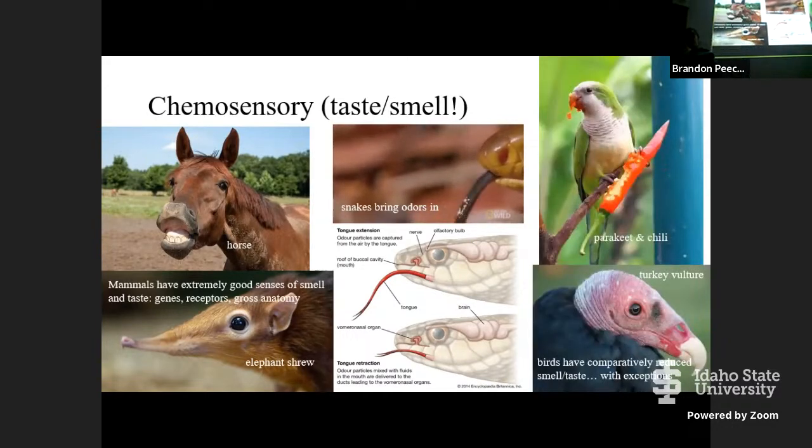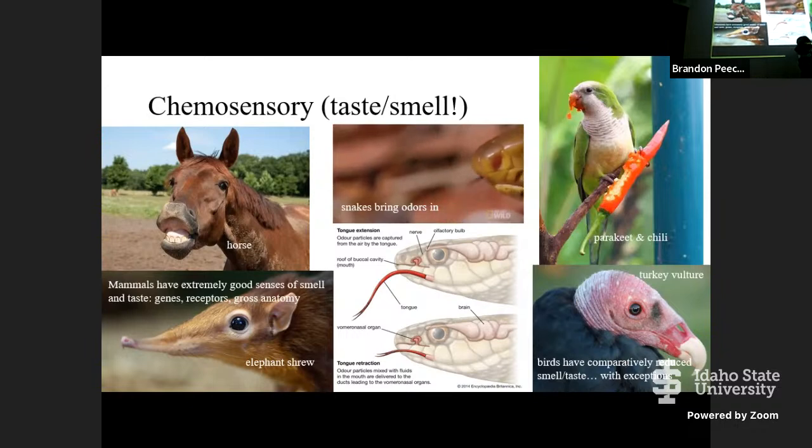Birds, especially compared to mammals, have really reduced chemosensation. Birds don't have great senses of taste. Birds generally don't have senses of smell. A great exception to that rule is a bird like the turkey vulture. We have turkey vultures here in Idaho. They're going to show up about the time this class ends, on migration. They come back up for the summer in April.